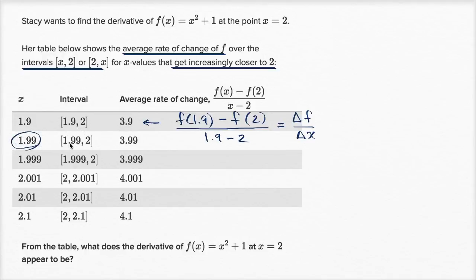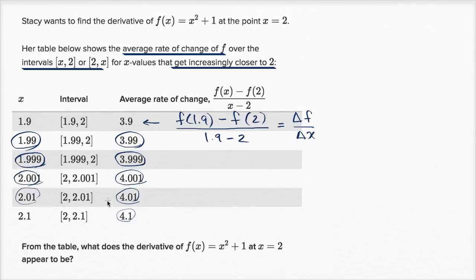Then she gets closer to 2. Now she's doing it between 1.99 and 2, and it becomes 3.99. It looks like it's getting closer to 4. She gets even closer to 2, and the average rate of change gets even closer to 4. And then she goes on the other side of 2. You could view this as x approaching 2 from the left-hand side, and this as x approaching 2 from the right-hand side. When it's 2.1, the average rate of change is 4.1. When it's 2.01, once again we're getting closer to 2, and the average rate of change is getting closer to 4. The closer we get to 2, the closer the average rate of change gets to 4.